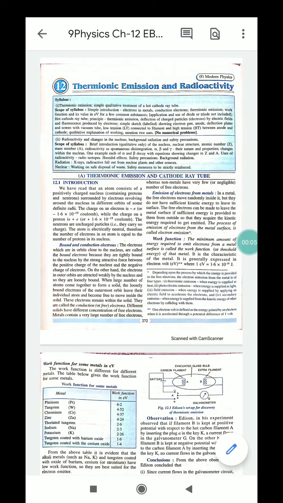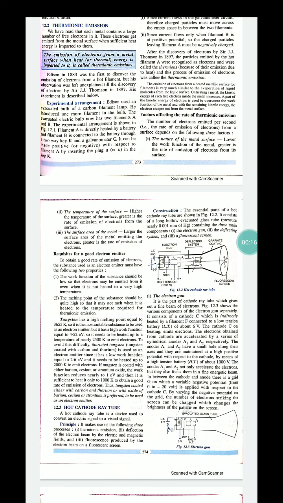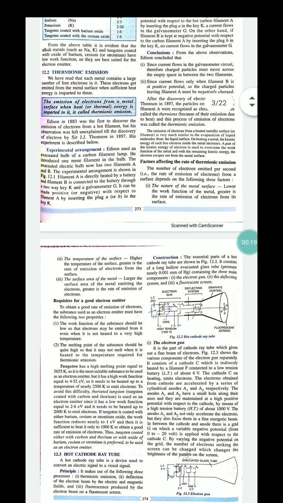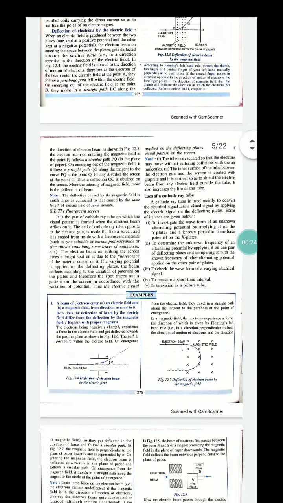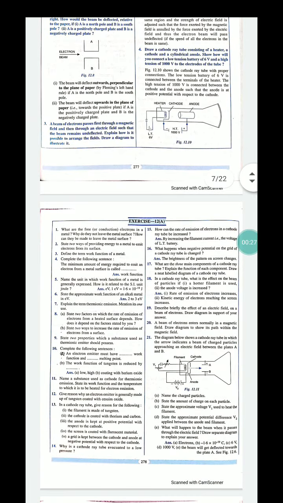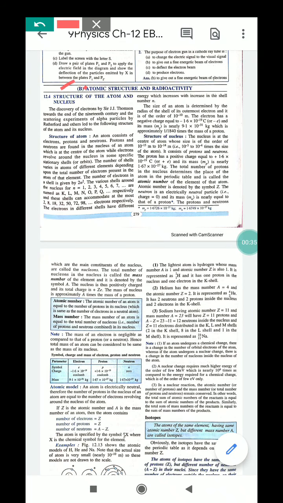We are doing chapter number 12, Thermionic Emission and Radioactivity from Modern Physics. We started the chapter last day and we have gone through the hot cathode ray and thermionic emission, and we have done these examples and exercise number 12.A. Today we will start from atomic structure and radioactivity. 12.4 Structure of atoms and nucleus, page number 279.